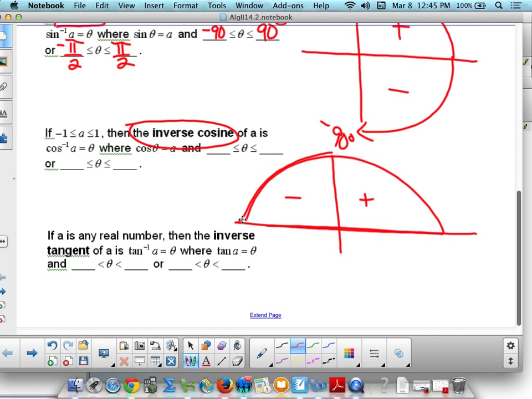Okay, so where are we going from? 0 degrees to what? 180. So put that in. Theta must be greater than or equal to 0, but less than or equal to 180. In radians, it'd be 0 radians to what? Pi. Good.